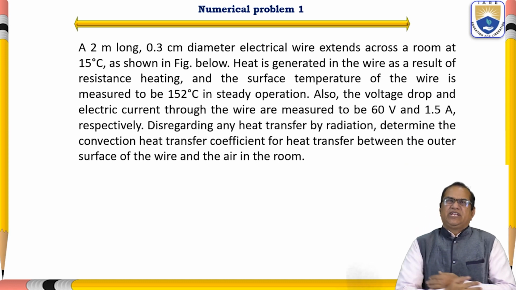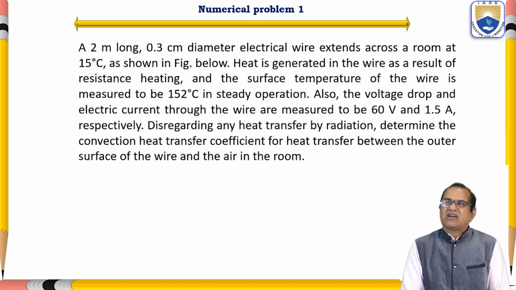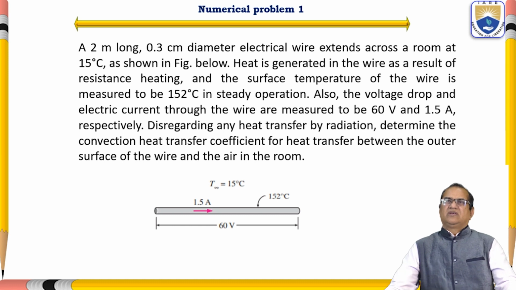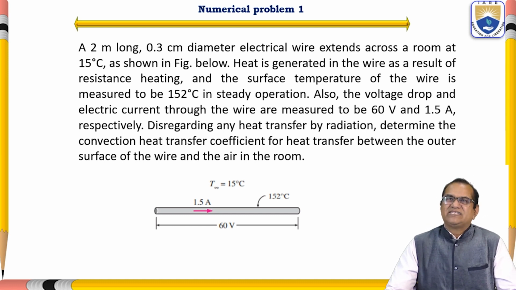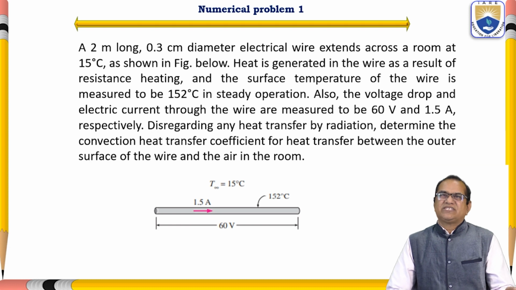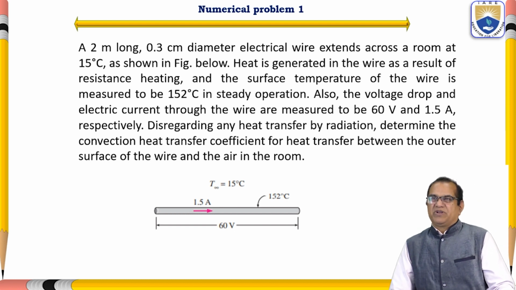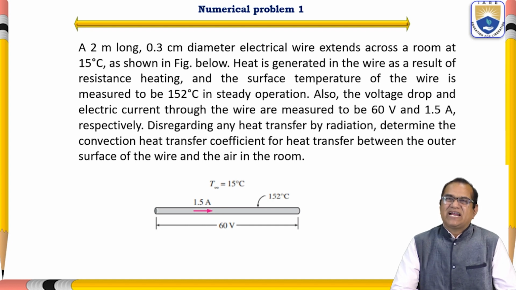So in the question, a 2 meter long, 0.3 centimeter diameter electrical wire extends across a room at 15 degrees centigrade, as shown in the figure below. Heat is generated in the wire as a result of resistance heating. We are using some electrical resistance to heat, and the surface temperature of the wire is measured to be 152 degrees centigrade in steady operation. Also, the voltage drop and electric current through the wire are measured to be 60 volt and 1.5 ampere respectively.